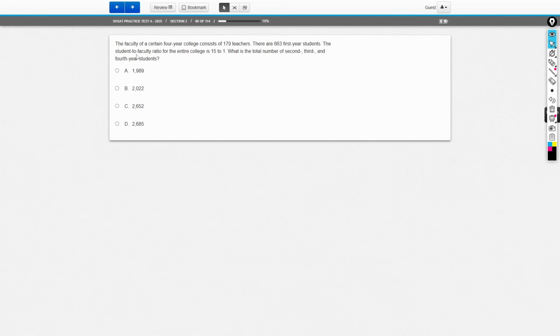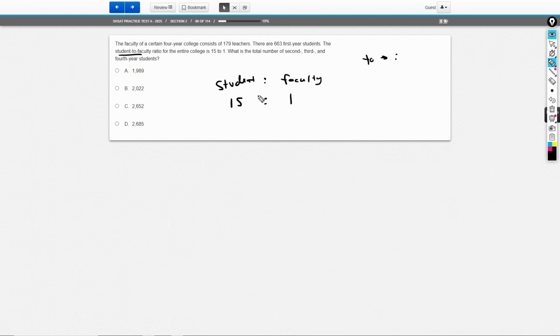So the faculty of a certain 4-year college consists of 179 teachers. By the way, faculty is like teachers. It just means the same thing. There's 663 first-year students, and the student to faculty ratio for the college is 15 to 1. Okay, so the student to faculty. Remember, "to" is the same thing as putting that colon here. So student to faculty is 15 to 1.